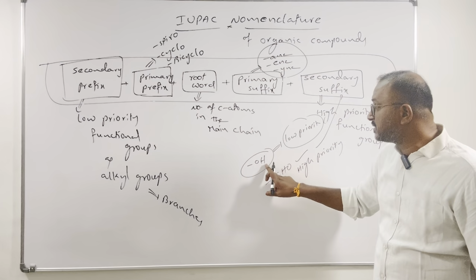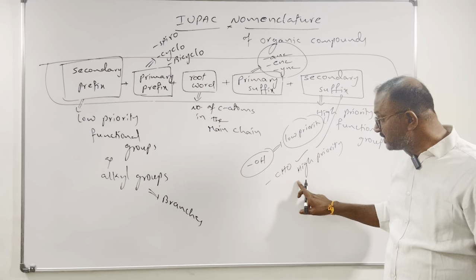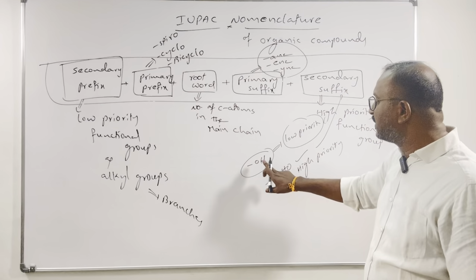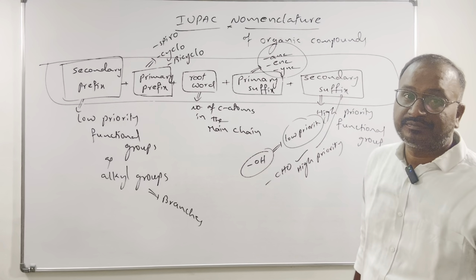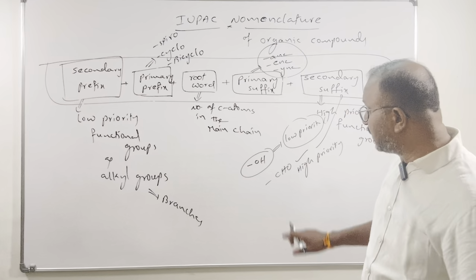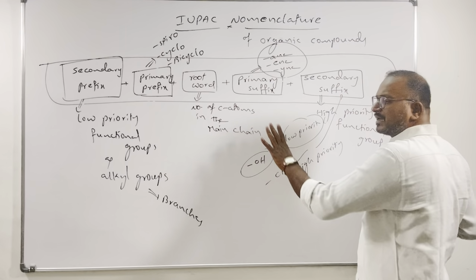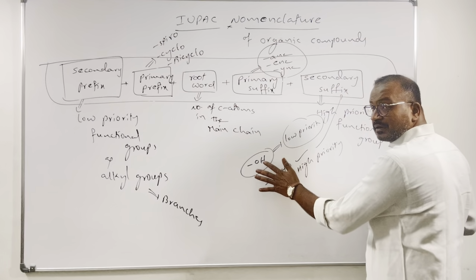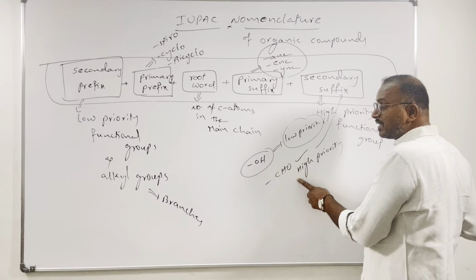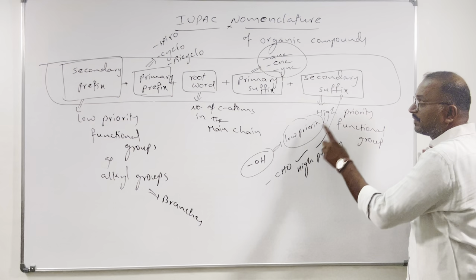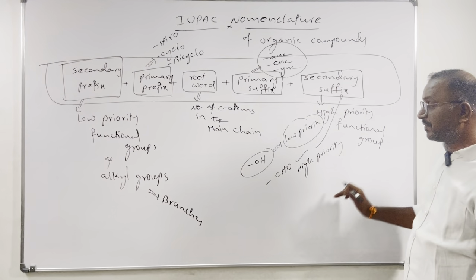We should not consider it as a suffix. If a group with higher priority than this OH group is there, we have to consider it. If only one OH group is there, that is secondary suffix. If both are there, the other group has higher priority than this one, so it becomes the high priority group and comes under secondary suffix, and this becomes secondary prefix.